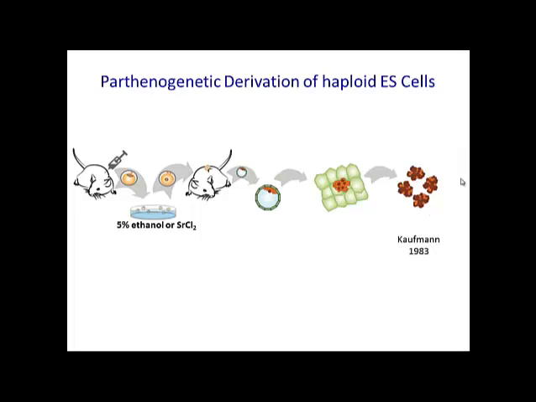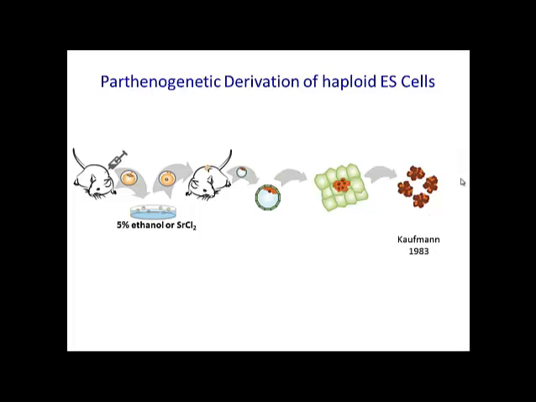The way to do this is to take mouse oocytes, and then one can activate them to start early embryonic development by exposure to 5% ethanol or strontium chloride. We brought them back into recipient females and then grew blastocysts out of them. However, this approach had been used a long time ago in the hope of deriving haploid cells, and all the ES cells that were derived via blastocyst outgrowth from such parthenogenetic blastocysts were always diploid when looking at the chromosome content.